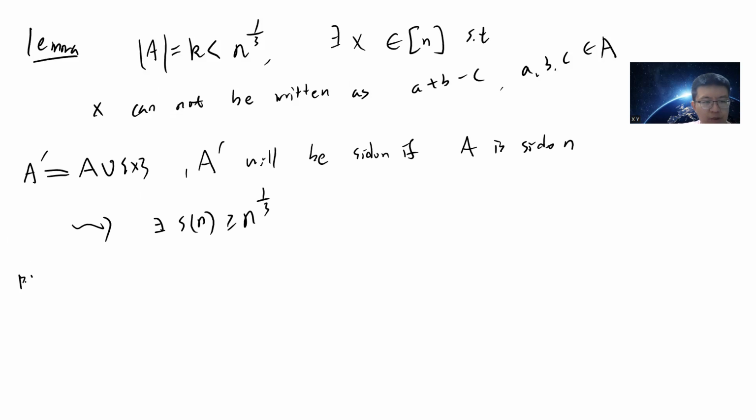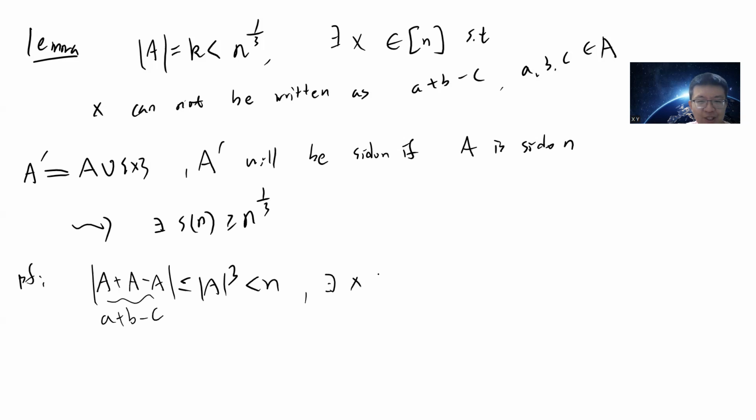Okay, so this proof is just by counting. The counting lemma is very simple. I can consider a set called A plus A minus A. This set means that I count all the elements that can be written as a plus b minus c. And since it's a tuple, this set has size at most k cubed. So in this case, this number is less than n. So there's always x in [n] such that x cannot be written as this. So the proof is done.